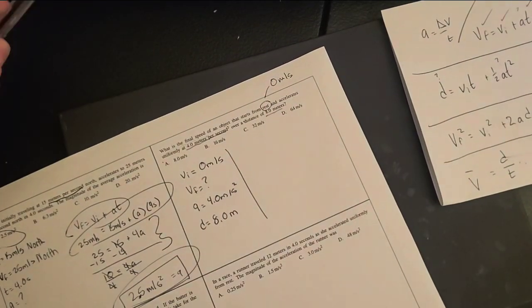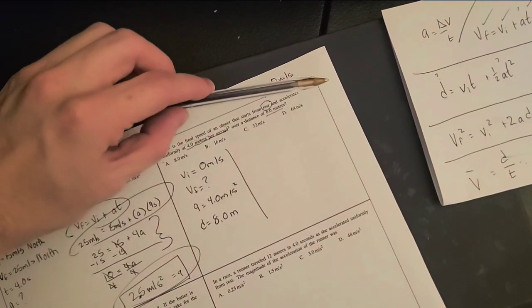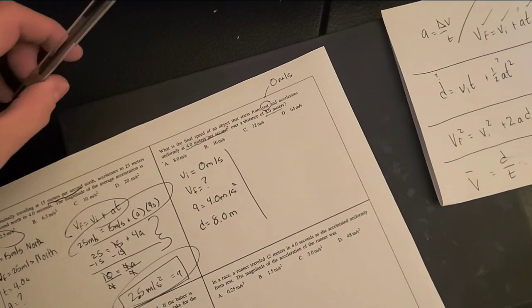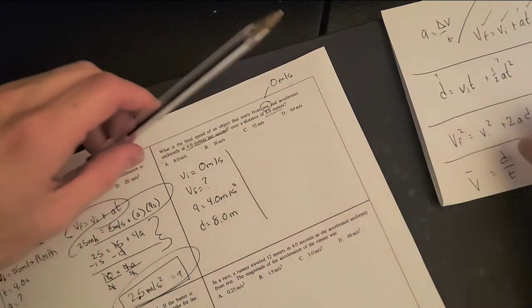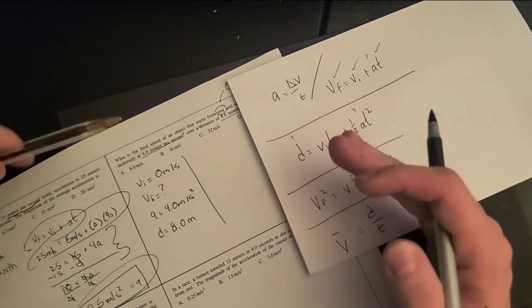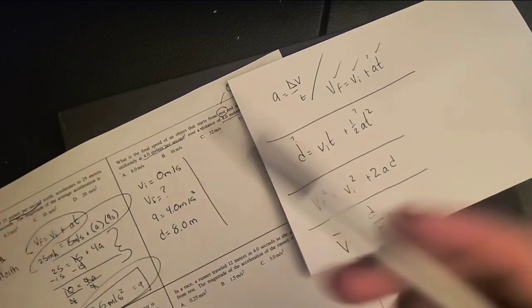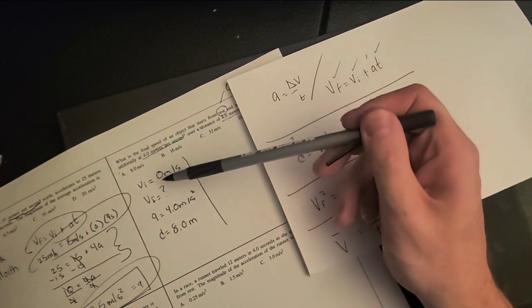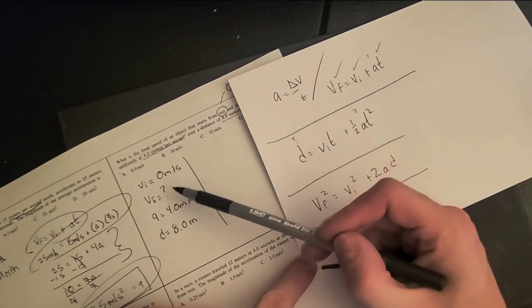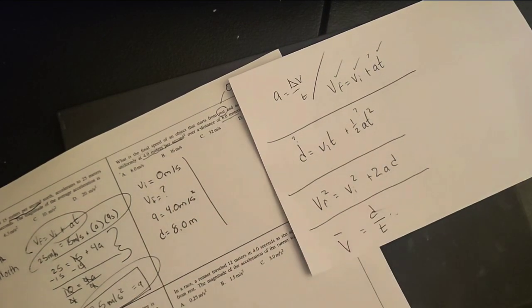Let's look at our formulas. Pick the formula that has all the stuff that we have. I always say that kind of the wrong way. Pick the formula that has the stuff in such a way that the only thing we don't know in that formula is the thing that we're looking for. So in other words, we have to pick a formula in this case where we know all the variables in that formula except for final velocity. So let's take a look, right?